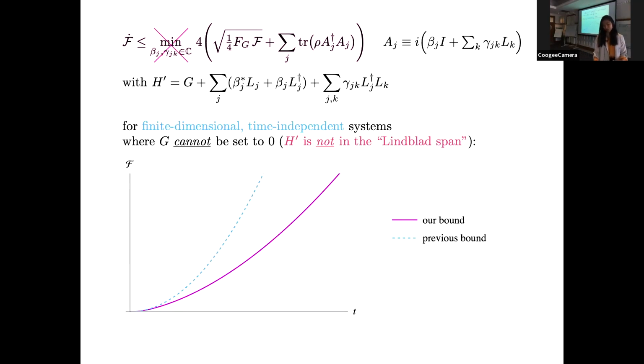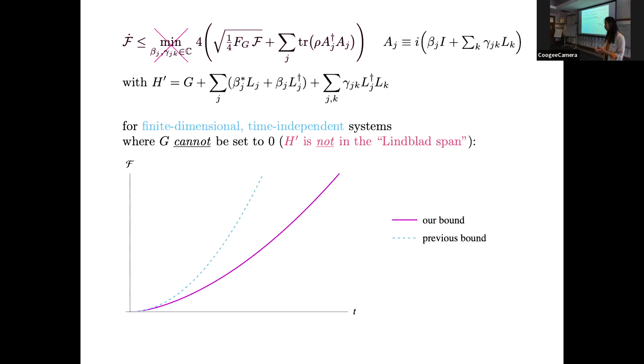Okay, so as an aside, what's the intuition for this qualitative difference between when H primed is in the Lindblad span and when it's not in the Lindblad span? Well, intuitively, it's essentially the fact that when H primed is not in the Lindblad span, you can always find a component of the signal that's sort of perpendicular to the noise or distinct from the noise.